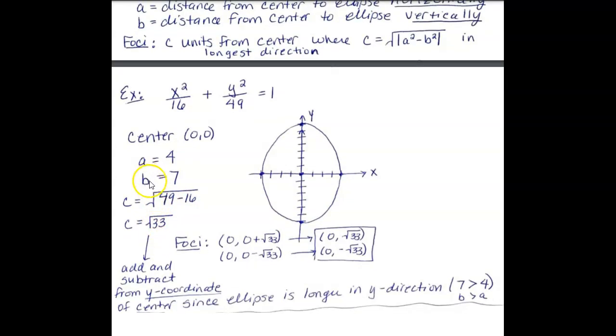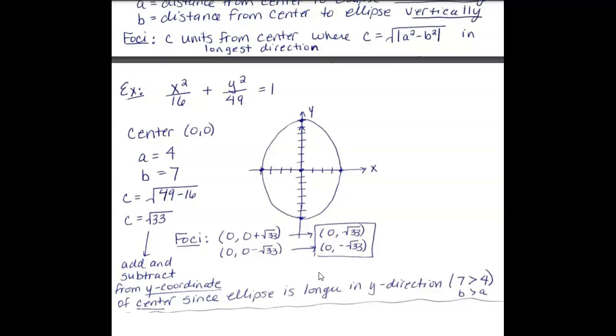In this case, since B is larger than A, in other words, it's longer in the vertical direction, we add and subtract that number from the y coordinate of the center. So our center was 0, 0, so we're going to add and subtract that square root of 33 from the y coordinate, giving our foci location as 0, square root of 33 and 0, negative square root of 33. You do not have to plot the foci on the graph. You just will need to be able to state where they're located.